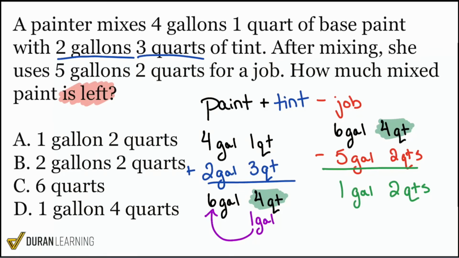So that's why I like to caution folks, don't convert in the middle of the problem. Typically, you want to convert all the way at the end. But nonetheless, there we are. The correct final answer here is answer choice A. 1 gallon, 2 quarts, and there we go.